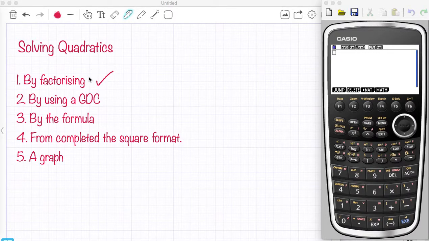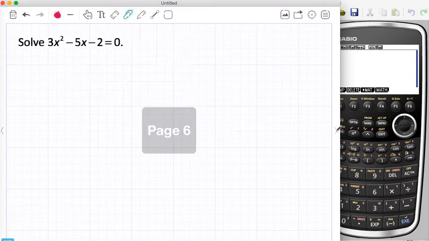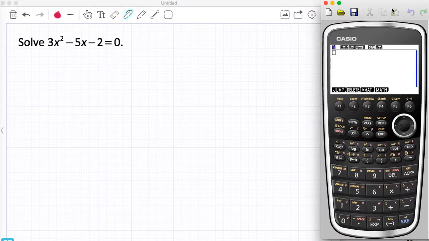Part 2 in solving quadratics. I've done the factorising one. I want to have a look at solving using a graphic display calculator. So I've got my Casio here. I'm going to go forward. I've done 2 already, and I'm going to look at this, solve this. Now, if I've got a graphic calculator, it's my default method, if you like, of solving.